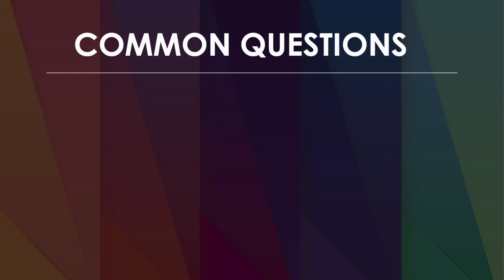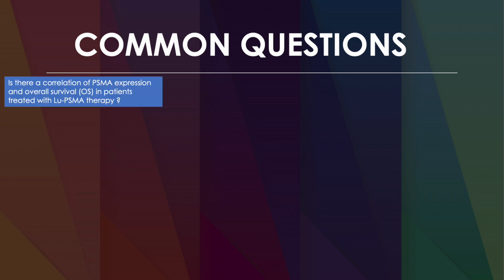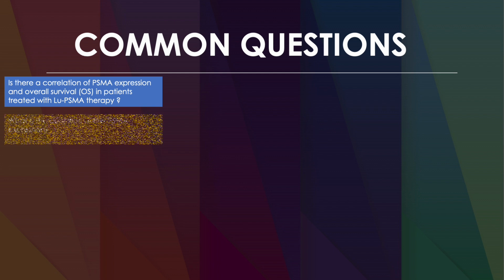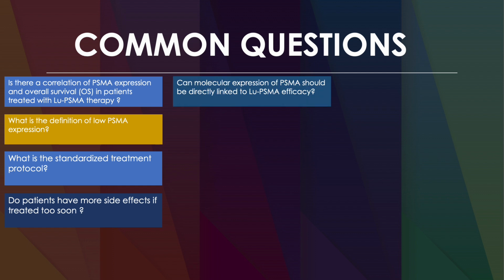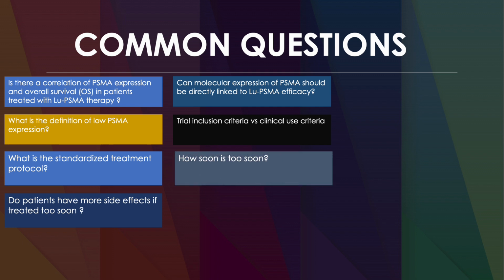What are the common questions often asked by referring clinicians or by patients? Is there a correlation between PSMA expression and overall survival in patients treated with lutetium PSMA therapy? What is the definition of low PSMA expression? What is the standardized treatment protocol? Do patients have more side effects if they're treated too soon? Should molecular expression of PSMA be directly linked to PSMA efficacy? What are the trial inclusion and exclusion criteria? How soon is too soon?